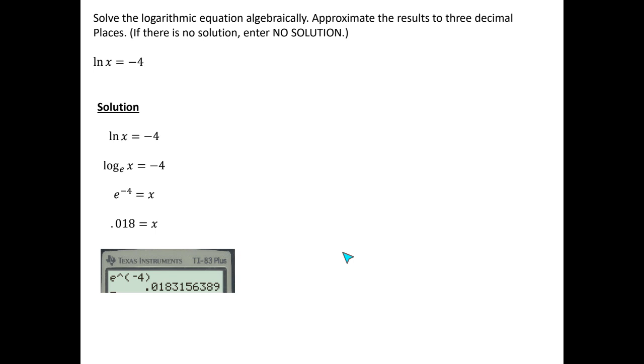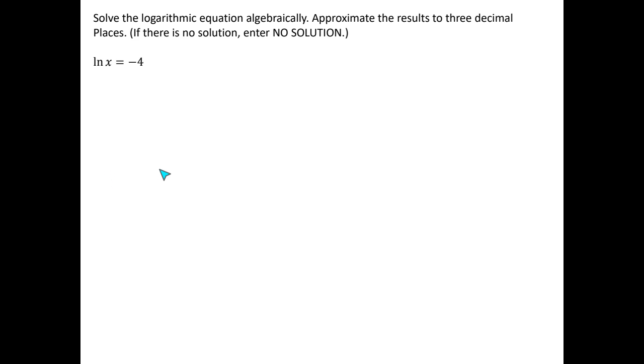So natural log I can write as log e of x is equal to negative 4. If I change this to exponential form, my base is e. The log is equal to the exponent, in this case negative 4. And so then I can just put that in the calculator, e to the negative 4, and I get 0.018.